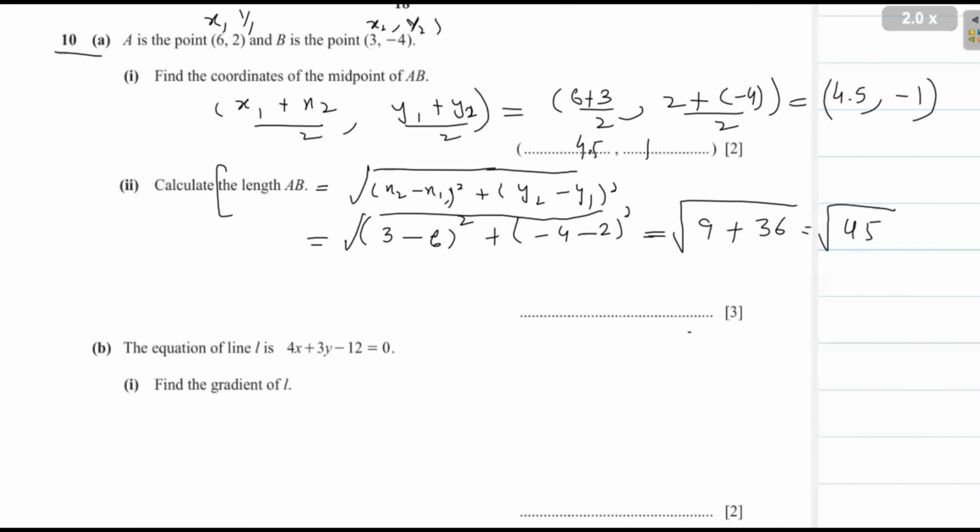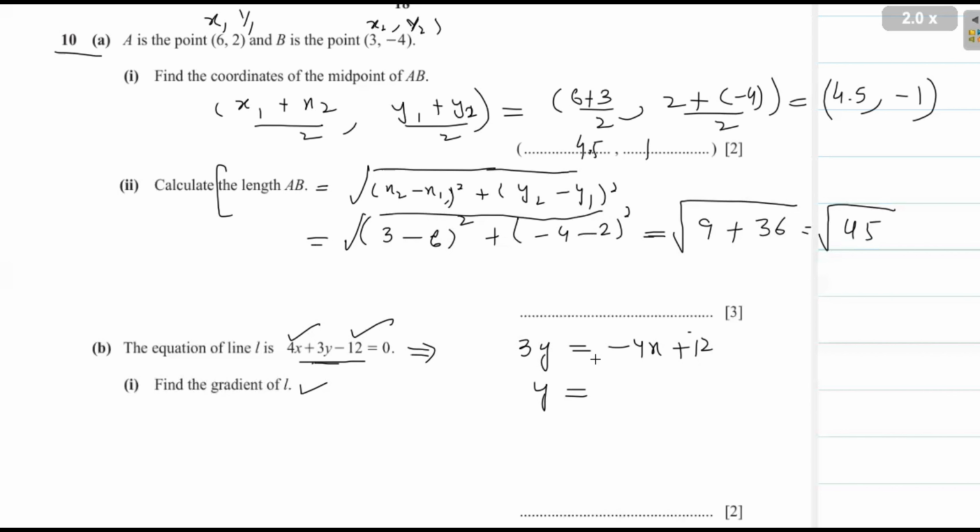Next is the equation of line L: 4x plus 3y minus 12 equal to 0. Find the gradient of line L. Now to find the gradient of line L, firstly we will make y the subject in this equation. You look here, this equation becomes 3y equal to minus 4x plus 12 when we shift 4x and 12 from the left to the right side. Next we have to calculate y.